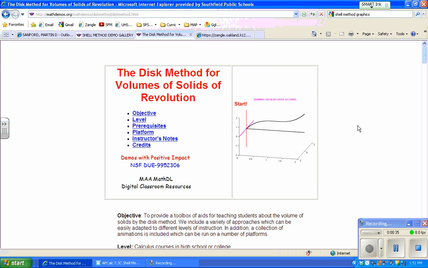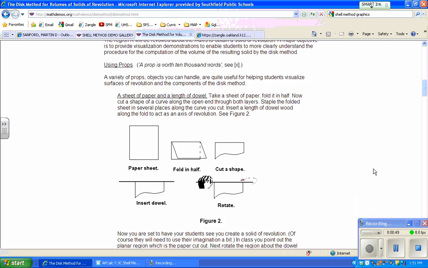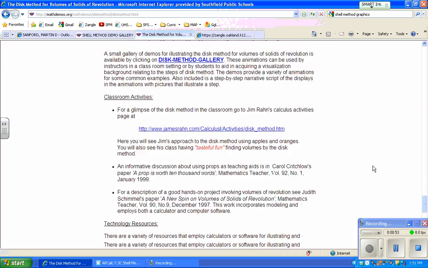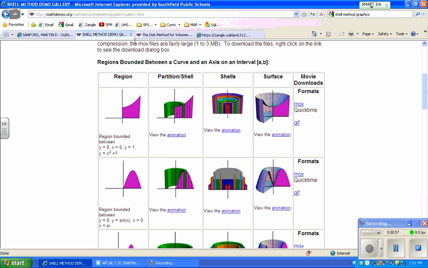Before I go there, I just want to point out there is a website, mathdemos.org/mathdemos, and you can find a lot of things illustrated there. This has to do with illustrating the disk method or the shell method, depending on what's going on. And I just want to take a quick peek at the shell method using this site.